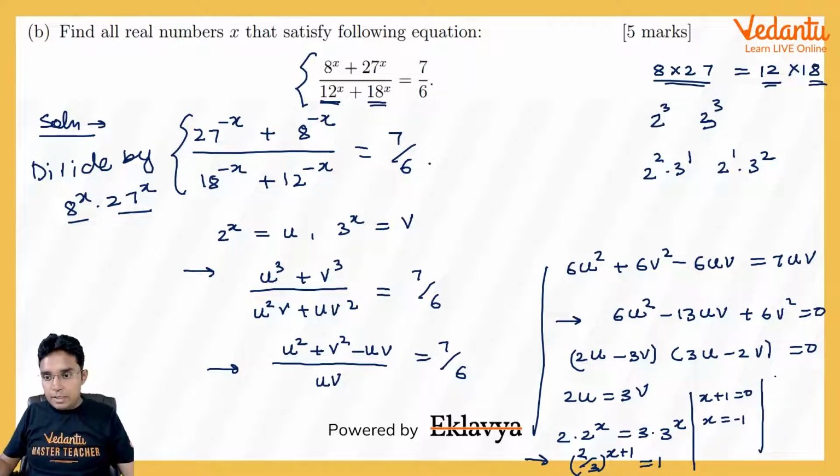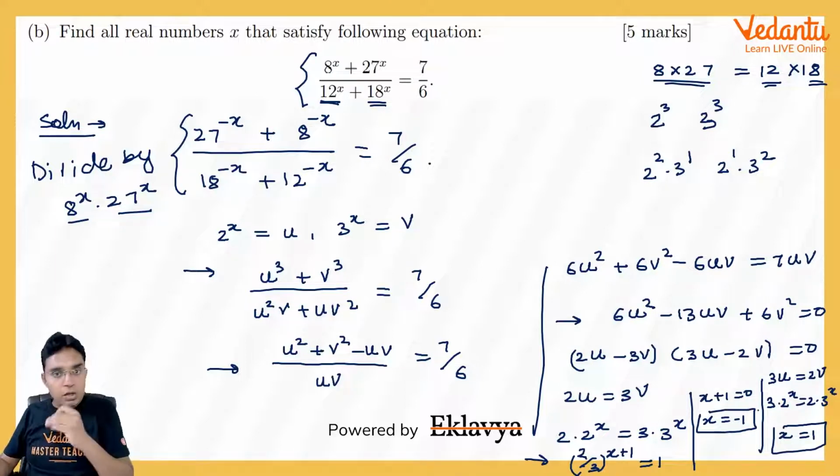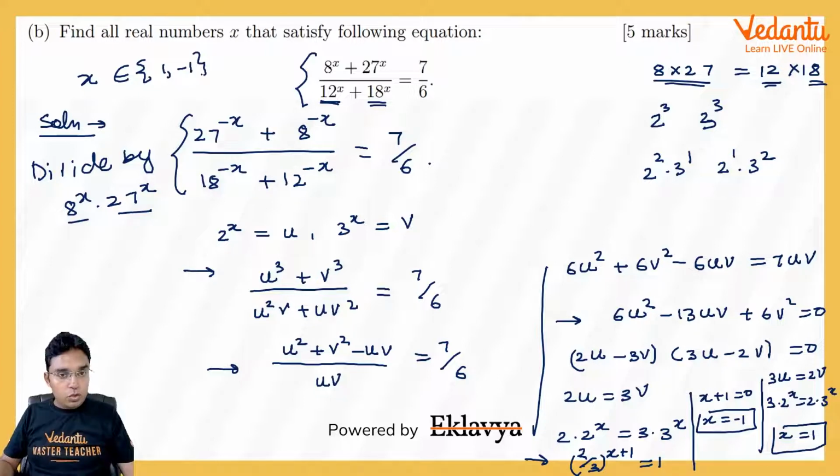Or the second scenario, 3u is equal to 2v. So here it will be 3 into 2 power x is equal to 2 into 3 power x. Here you can check x will be 1. So we are getting two answers for this question, 1 or minus 1. The question says find all real numbers x, so the answer should be written this way: x belongs to {1, minus 1}. You should take care whether they are asking for the number of solutions or the solutions themselves. So the answer here is 1 comma minus 1.